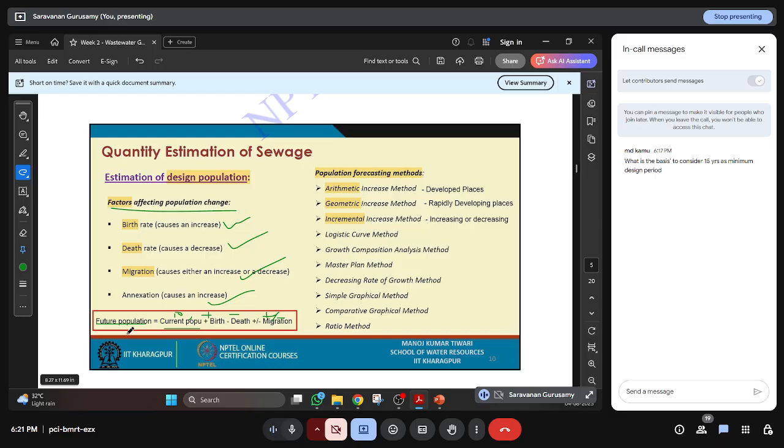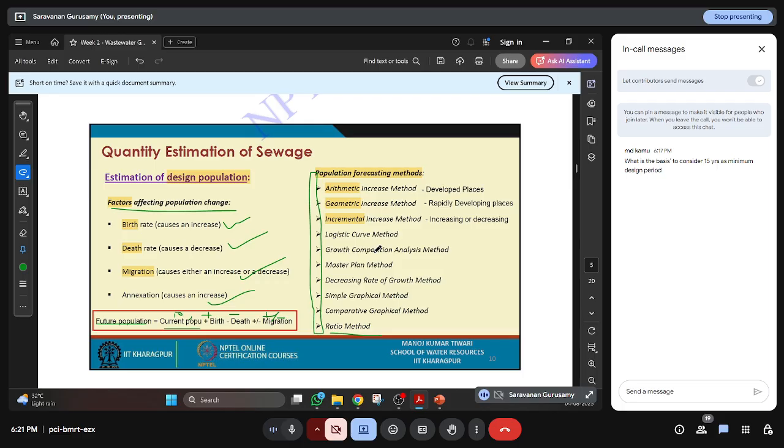But we can't calculate it directly. We have different engineering techniques to calculate the population, which is called population forecasting methods. We have 10 different methods. First is arithmetic, second is the geometrical increase method, third is incremental increase, then the logistic curve method, growth composition analysis method, master plan, decreasing rate of growth method, simple graphical, comparative graphical method, and ratio method. We are going to discuss each of these methods in the upcoming slides.